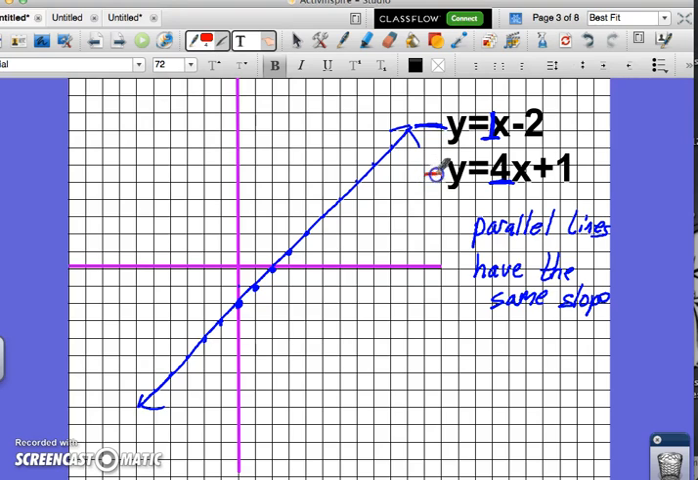Let's graph this one right here. y equals 4x plus 1. Let's graph it in red. So the y-intercept is 1, so we start at 1. And it's got a positive slope. That means I can go up 4, 1, 2, 3, 4, and to the right 1. Or I could go down 4 and to the left 1.